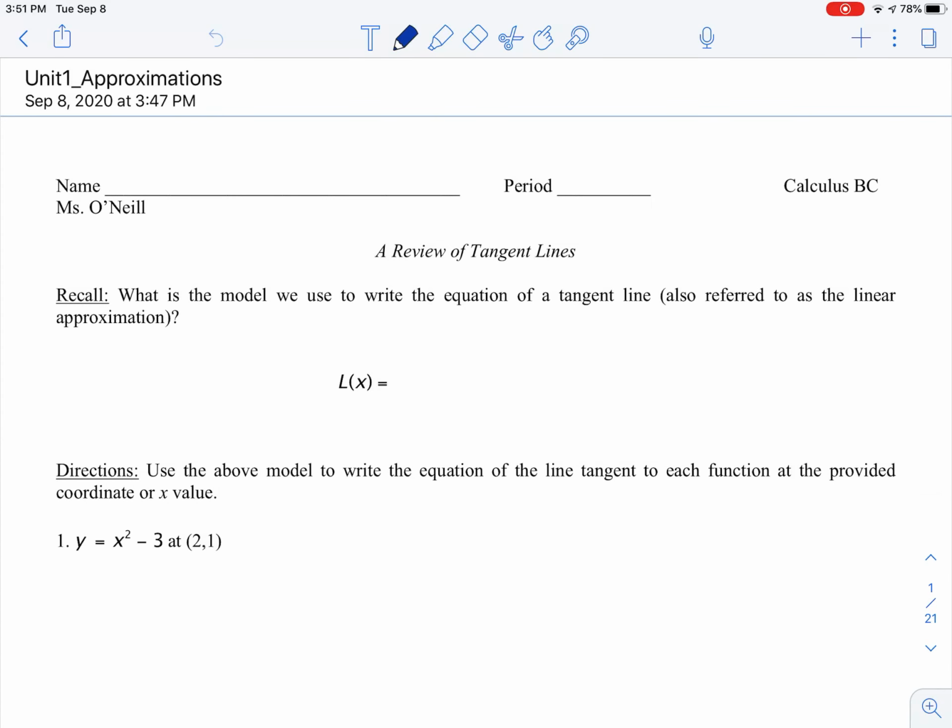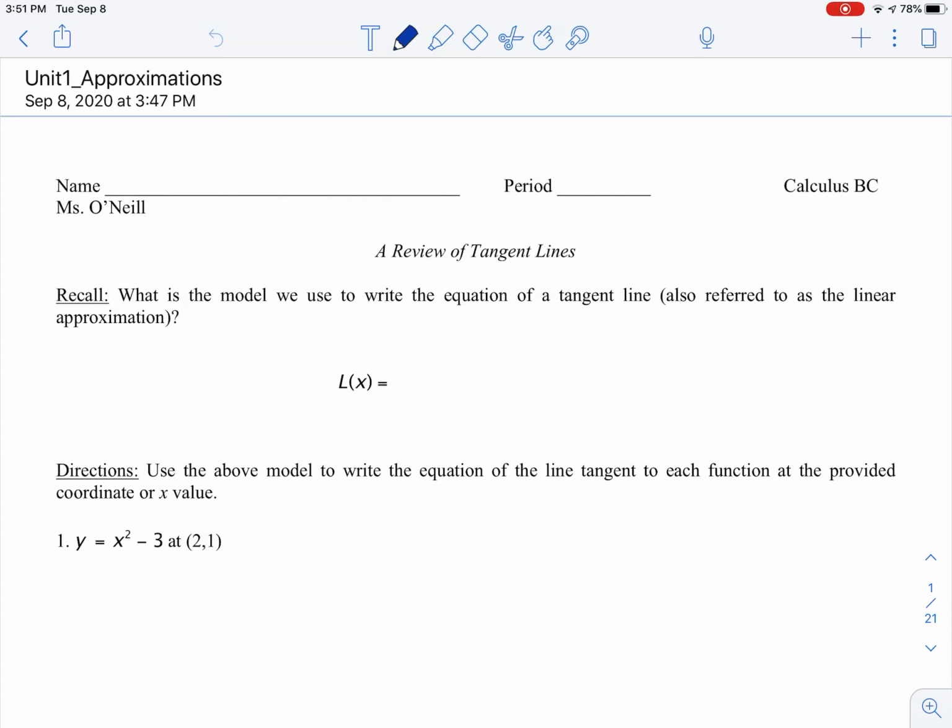So as we begin to prepare to start our first unit, it's good to recap some important things from Calculus AB that are going to overlap, especially with this first unit. And being that this first unit is all about approximations, the way we do a linear approximation, if that sounds familiar to you, is essentially writing the equation of a tangent line.